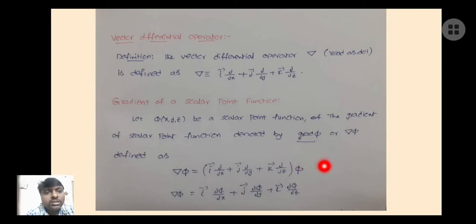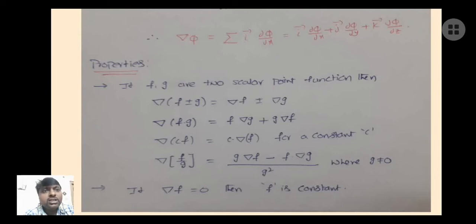By simply writing this, del phi is equal to i bar ∂phi/∂x plus j bar ∂phi/∂y plus k bar ∂phi/∂z. This is also written in the form of a summation. So del phi is equal to summation i bar ∂phi/∂x. Whenever we require, it will be written in the form of a summation. That is nothing but i bar ∂phi/∂x plus j bar ∂phi/∂y plus k bar ∂phi/∂z. So this is called the gradient of a scalar point function.